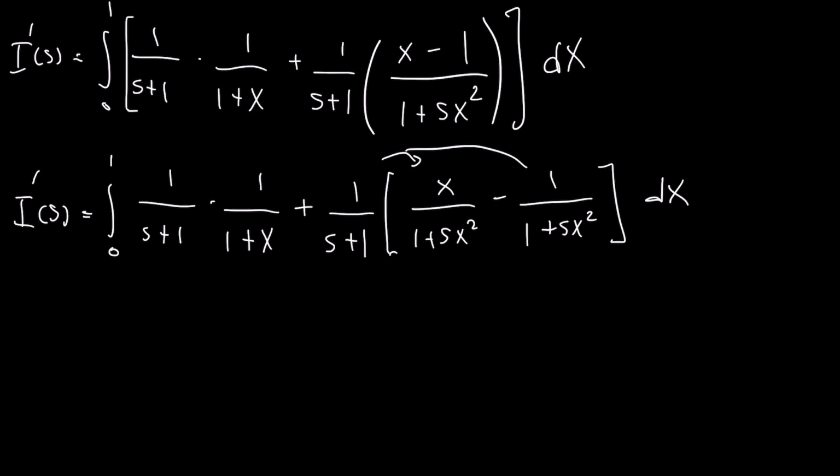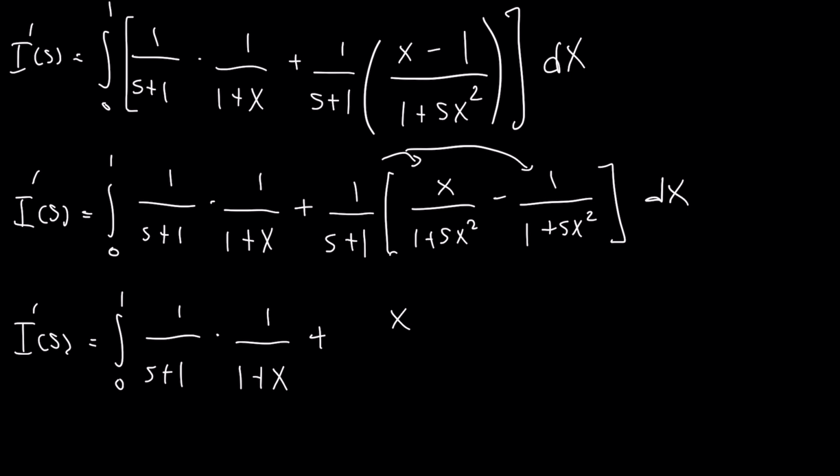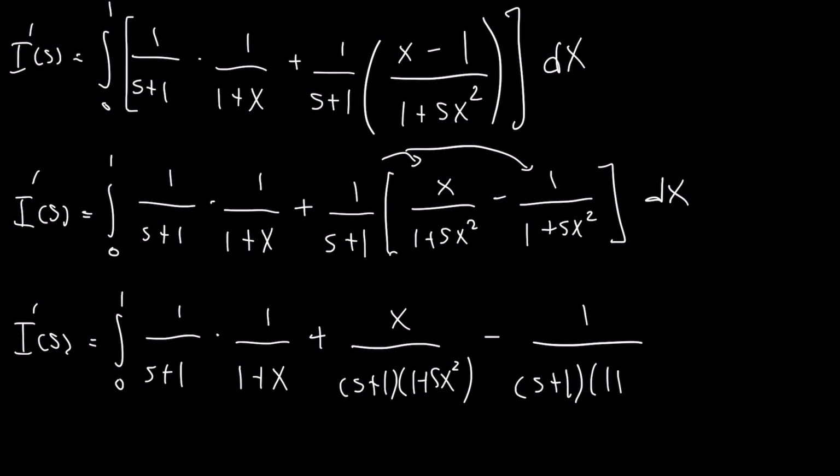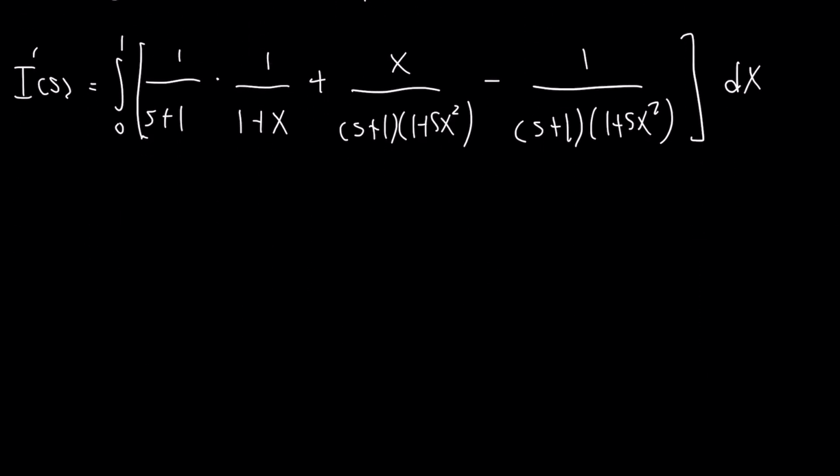And distributing this further, we have that I prime of s is the integral from 0 to 1 of 1 over s plus 1 times 1 over 1 plus x, plus x over s plus 1 times 1 plus sx squared, and then minus 1 over s plus 1 times 1 plus sx squared dx, and factor the 1 over s plus 1 term out of the integral.